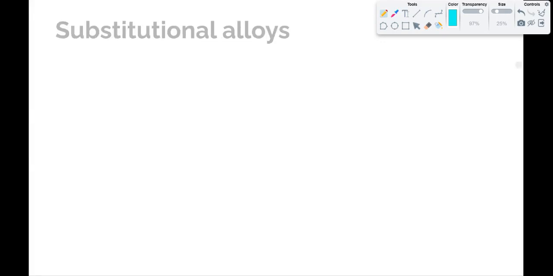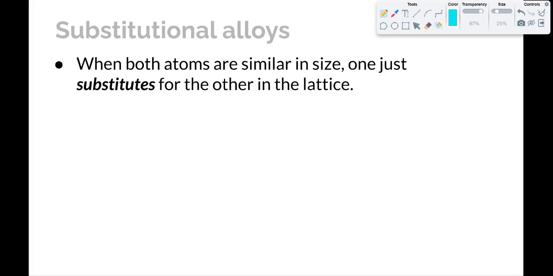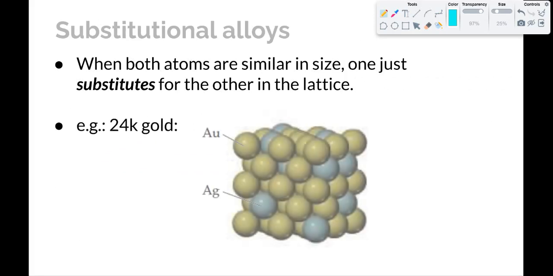There are 2 kinds of alloys. One kind is called substitutional alloys, and the name makes sense. In this case, the atoms are of similar size, close enough that one can just substitute for the other in the lattice. An example would be 24 karat gold, an alloy of gold and silver. Gold and silver are close enough in size that silvers can just slip into the lattice in place of some golds and substitute for them. That's why it's called a substitutional alloy. Typically they're both metals, and they're approximately the same size.